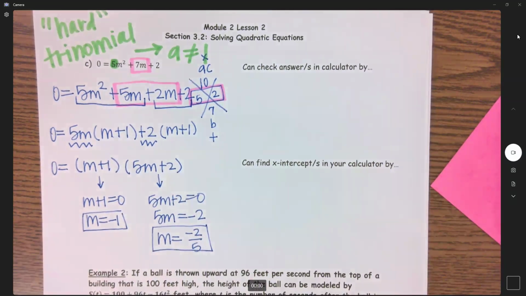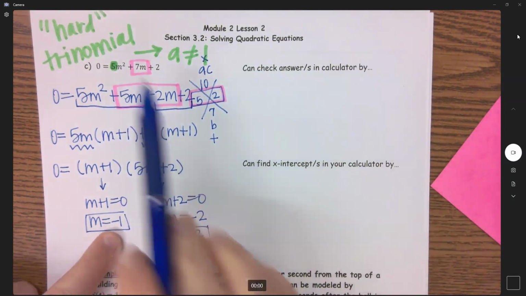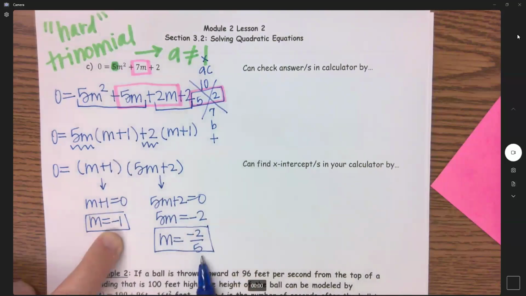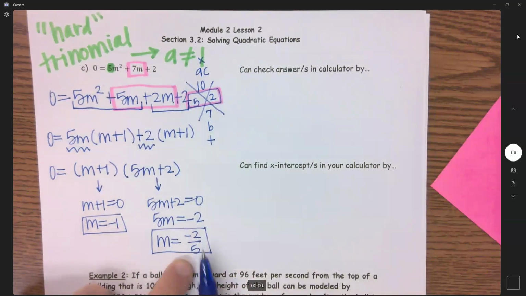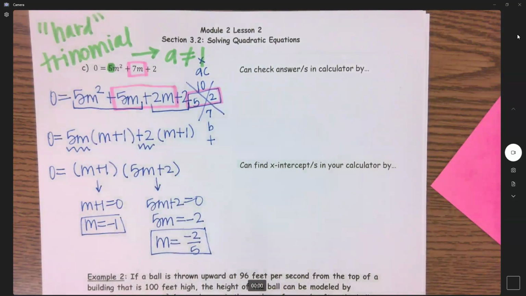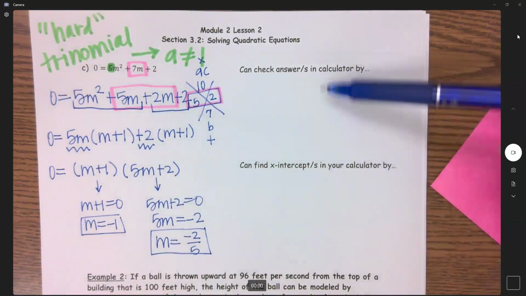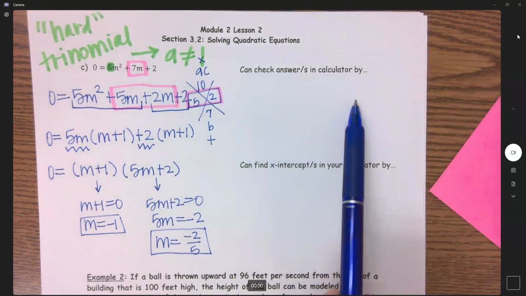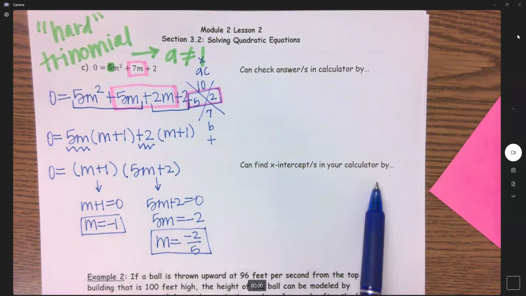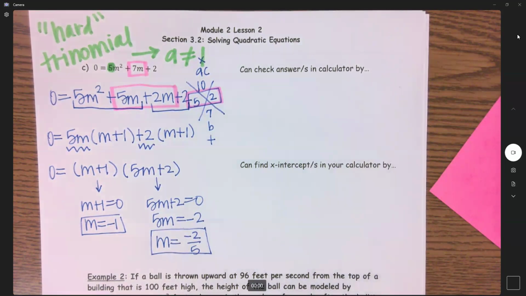Now you can check these the same way we did last time, where you plug in a -1 to both of these m's and see, do you get 0? And then you can plug in -2 over 5 to both of these m's, and again, do you get 0? But continue on to the next video, and I'm going to show you how to check this in your calculator using the graph, and then how you could have just found the x-intercept using your calculator using the graph.